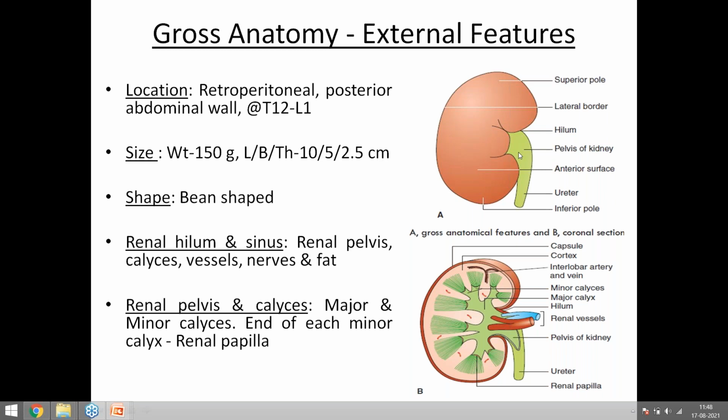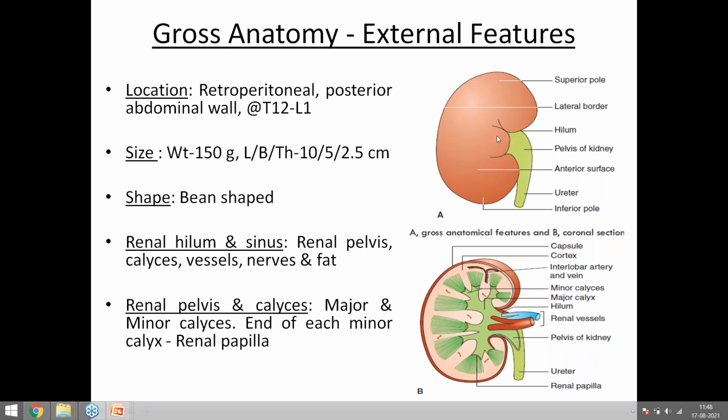Then a little bit about the renal hilum and sinus. So the renal hilum is a vertical cleft present on concave medial margin. Here, this is the hilum. It is the entrance to space within the kidney. That is the renal sinus.